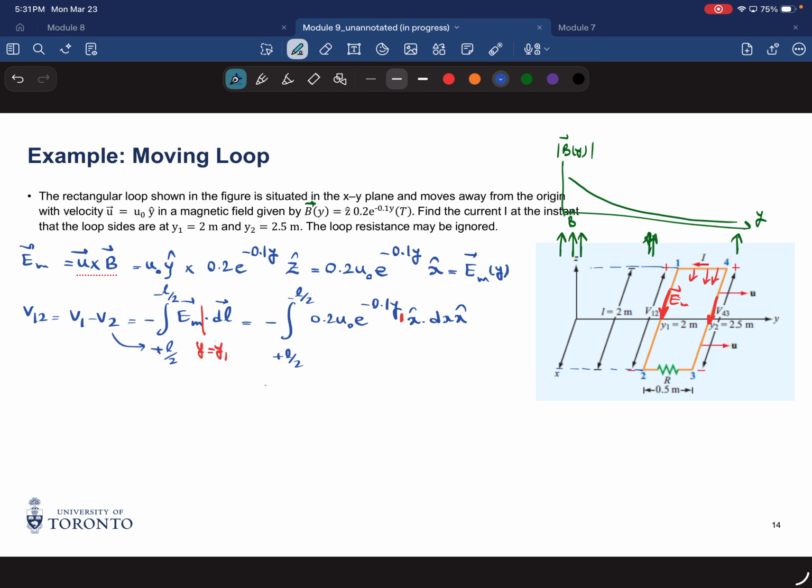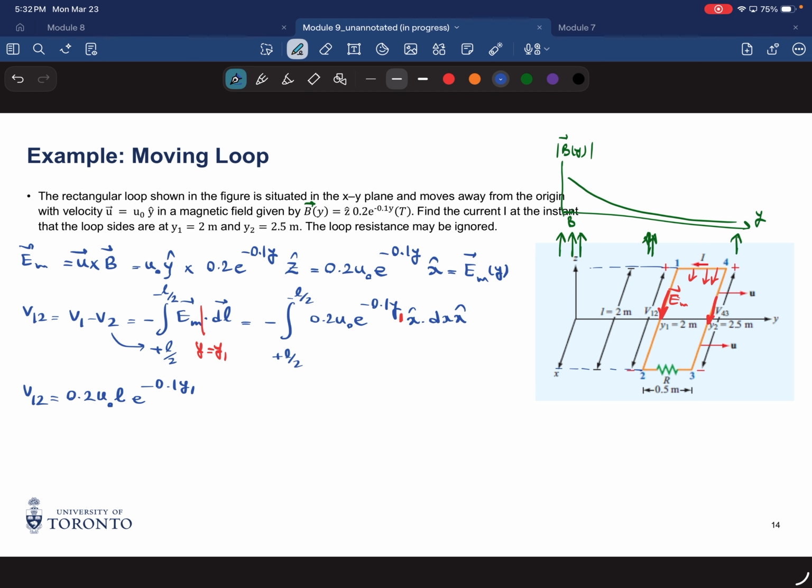Now, this is going to be V1, 2. There is a minus behind the integral. The bounds are minus L over 2, minus L over 2, so there is a minus L. So the minuses cancel each other. So this is going to be 0.2 u naught L minus 0.1 y1. Okay?